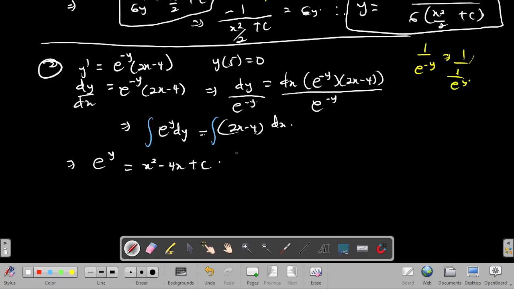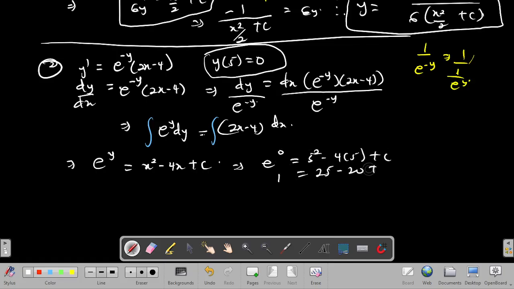Remember we were given a boundary condition that the value of y at x equals 5 is 0. So we place that in nicely. Meaning y here becomes 0. I'll have e to the power 0 is equal to 5 squared minus 4 times 5 plus c. E to the power 0 is 1. This is 25 minus 20 plus c. So you can see that I'm going to have 1 equals 5 plus c, simply c is equal to negative 4.